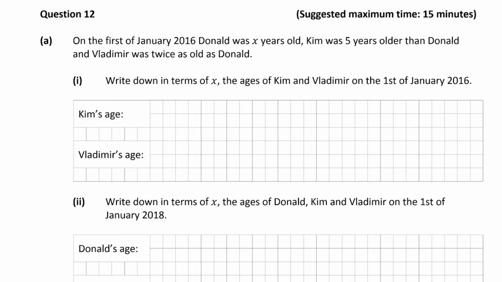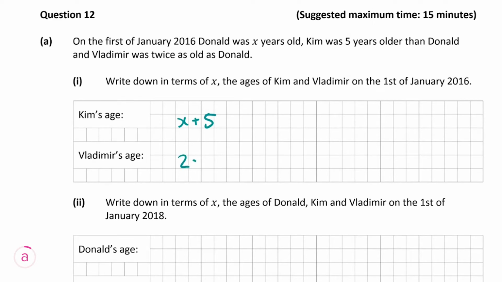Here's the question we're going to be looking at today, where we're told on the 1st of January 2016, Donald was x years old, Kim was 5 years older than Donald, and Vladimir was twice as old as Donald. In part A1, we have to write down in terms of x the ages of Kim and Vladimir at the start of 2016. So first of all, since we're told Donald was x years old and Kim is 5 years older than Donald, that means Kim's age is x plus 5. Also, since we're told Vladimir is twice Donald's age, we can write this as 2x.